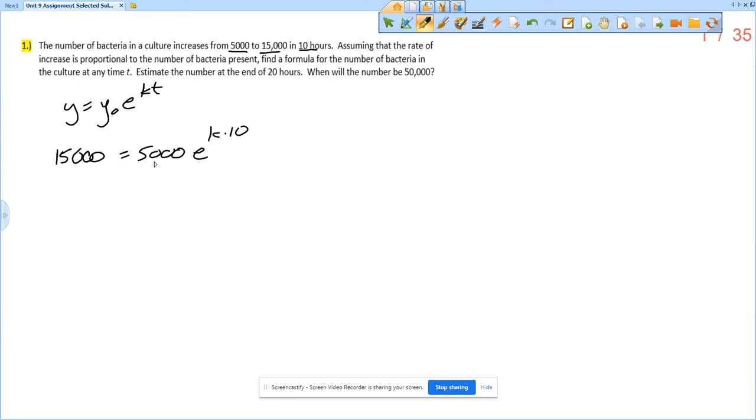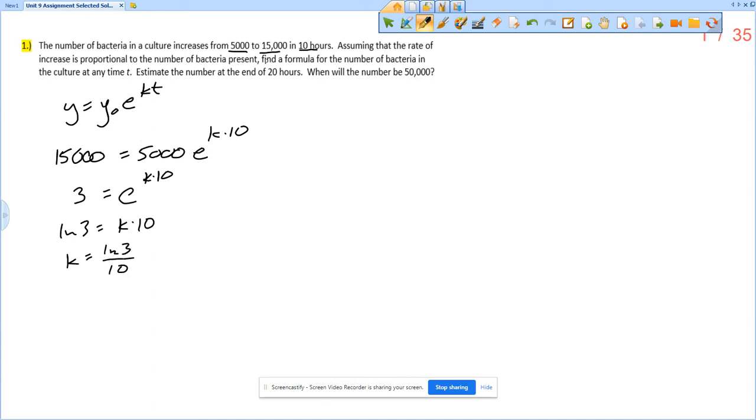I'm going to divide by 5,000. So 15,000 divided by 5,000 is just 3 equals e to the k times 10. Then I'm going to take the natural log of both sides. The natural log of 3 equals k times 10. And then k is going to be the natural log of 3 divided by 10. So that's the value of k.